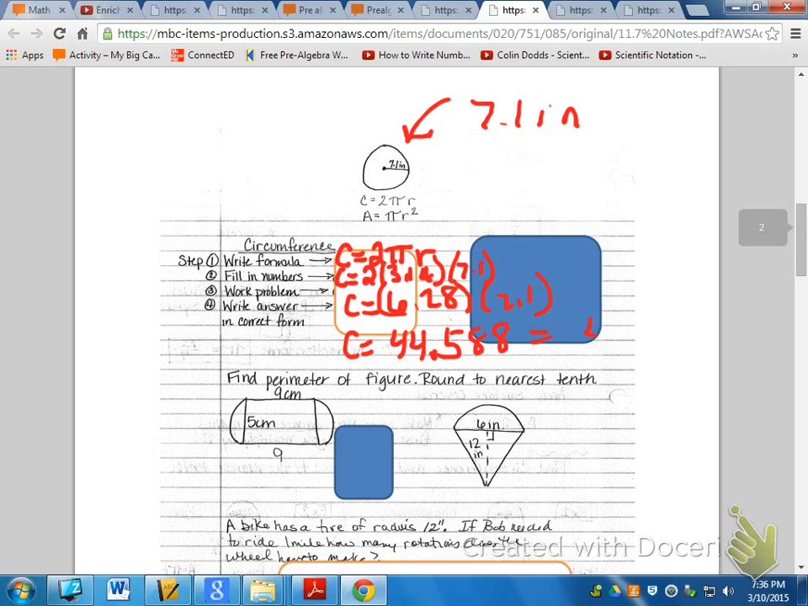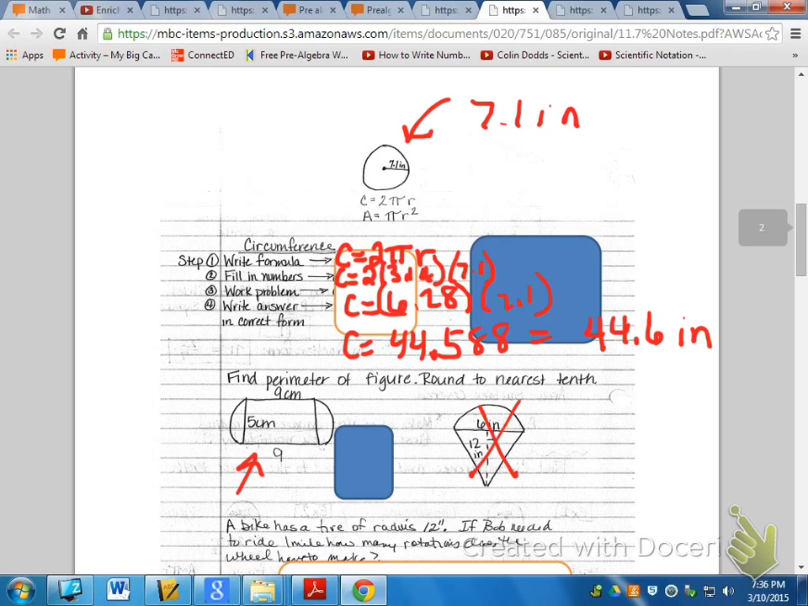Rounding to the nearest tenth, I would say 44.6 inches. All right, the next two figures are kind of interesting looking. We're really not going to do this one. We're going to do this one. It kind of looks like a track, but it's measured in centimeters, so it's a pretty small one.